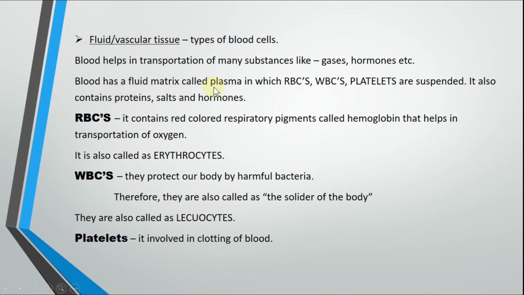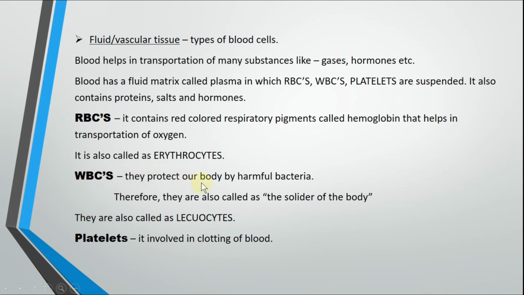Blood is a fluid matrix called plasma in which red blood cells, white blood cells, and platelets are suspended. It also contains proteins, salts, and hormones. Red blood cells stand for RBCs. It contains red colored respiratory pigment called hemoglobin that helps in transportation of oxygen. It is also called erythrocytes.